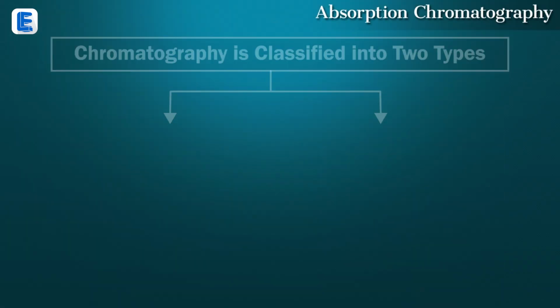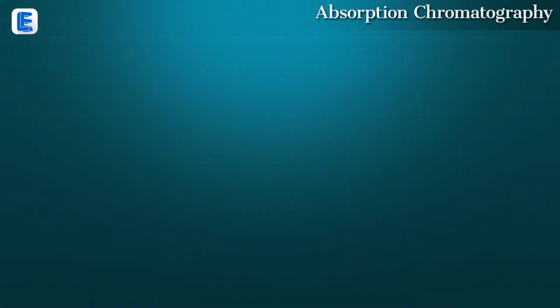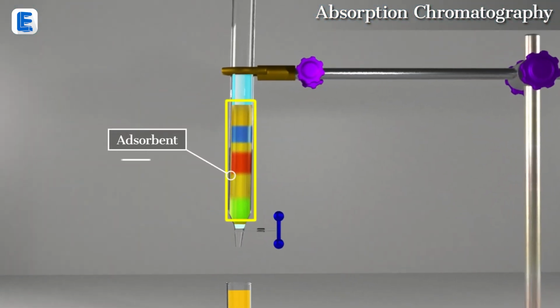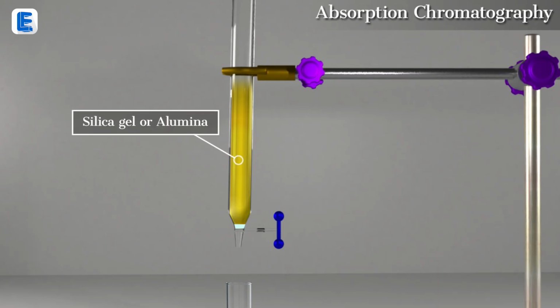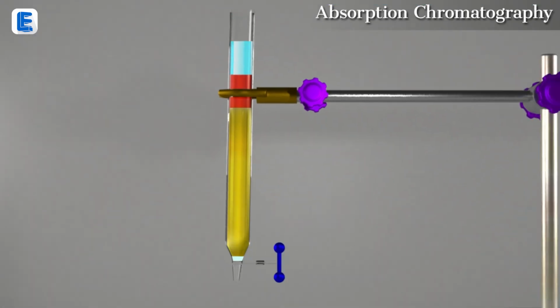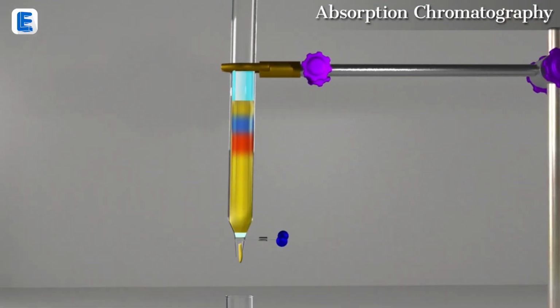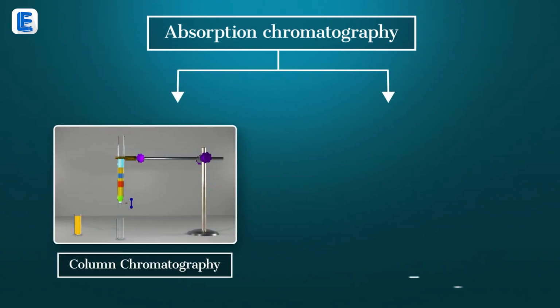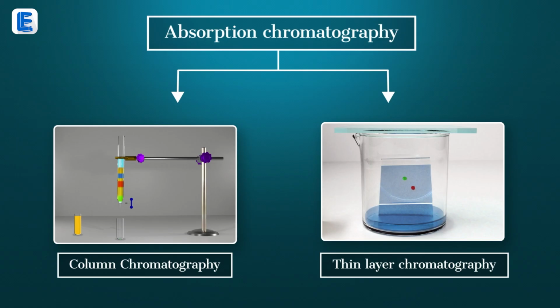Absorption chromatography. In this chromatography, different compounds undergo absorption to different limits on an adsorbent, generally silica gel or aluminum oxide. When the mobile phase is passed over the stationary phase, the different components in the mobile phase get absorbed at different distances on the stationary phase. Absorption chromatography is of two types: column chromatography and thin layer chromatography.